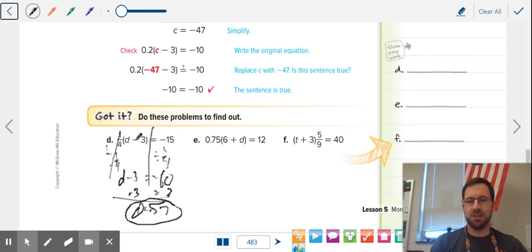Negative 57 minus 3 is negative 60. A negative quarter of negative 60 is 15. Okay, same thing here. Doesn't matter if the fraction is second or first. Same as example D. Now with the decimal, I'm not going to spend time on that. I'm going to jump to the word problem, but just divide by 0.75, then take away 6.